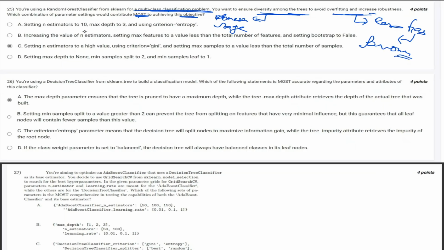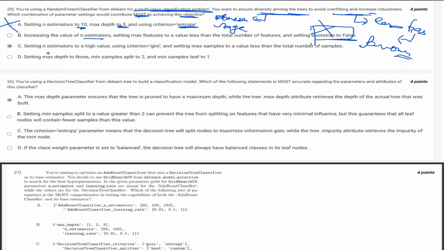Setting n_estimators equal to 10, max_depth to 3, and using criterion equal to entropy. So here the problem is that your n_estimators is a lot and you have very less max_depth. So if you have a lot of estimators and a very less max_depth and your criterion is entropy, then you will not be able to diversify. So that's wrong. Next: increasing the value of n_estimators, setting max_features to a value less than the total number of features, setting bootstrap to false. This particular condition fails, because bootstrap will ensure that you have different samples in each of the runs.